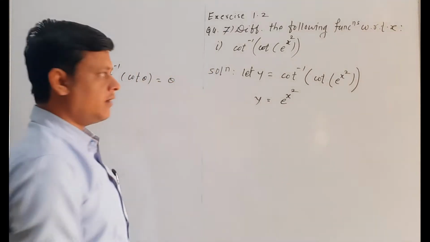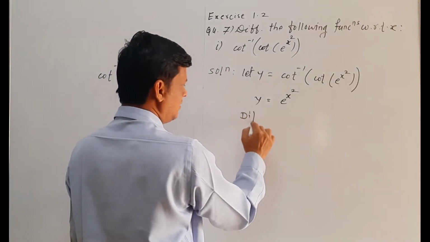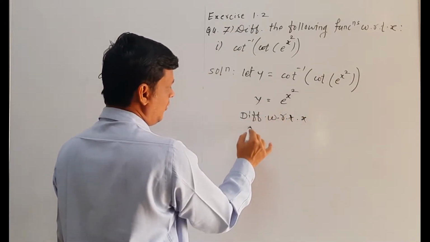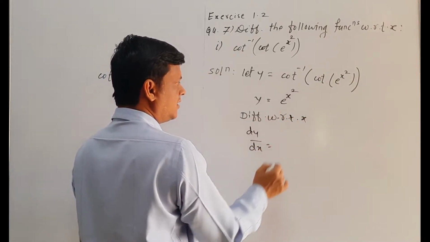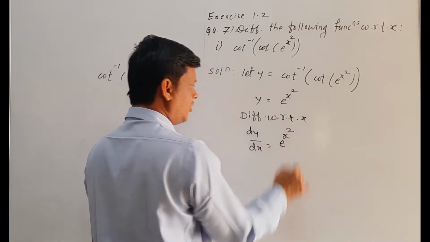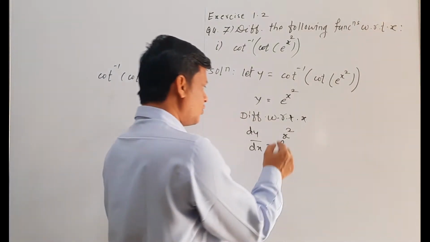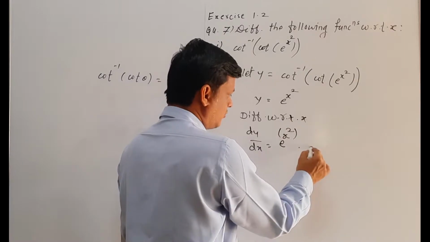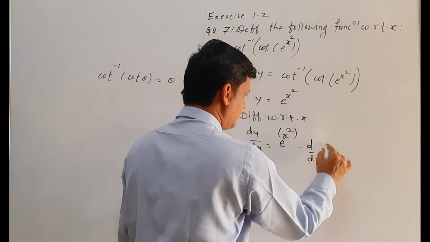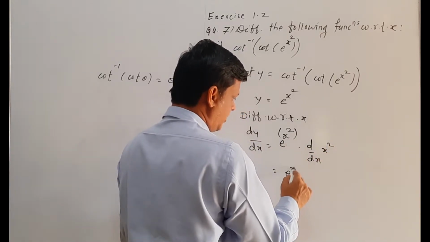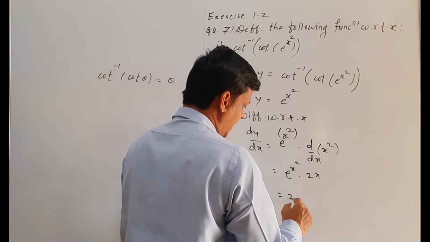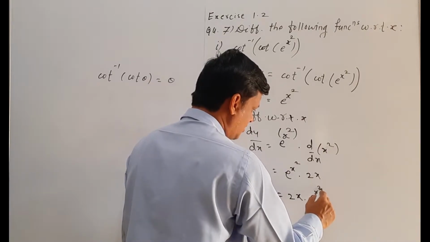Now after simplifying, we differentiate it with respect to x. So write, differentiate with respect to x. Derivative of y with respect to x is dy by dx. We know that derivative of e raised to the power x is e raised to the power x. So here instead of x, the power is x square. So we also find the derivative of x square. So we write into d by dx of x square. So e raised to the power x square as it is into d by dx of x square, which is twice x. So we write as twice x into e raised to the power x square.